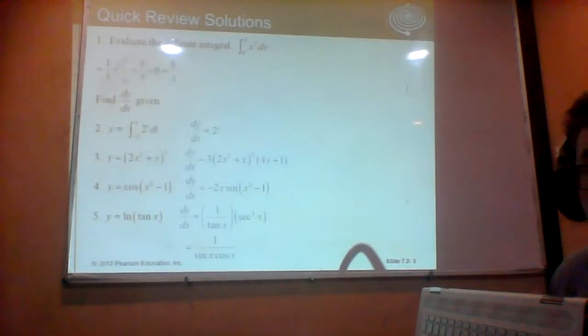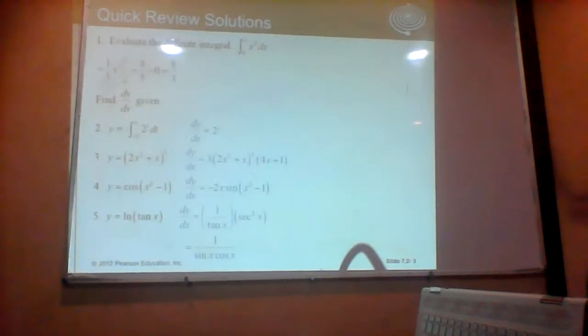Derivative of ln tan x: the derivative of ln is 1 over the inside, and the derivative of tan is secant squared. So it's 1 over tan times secant squared, or 1 over sine cosine.